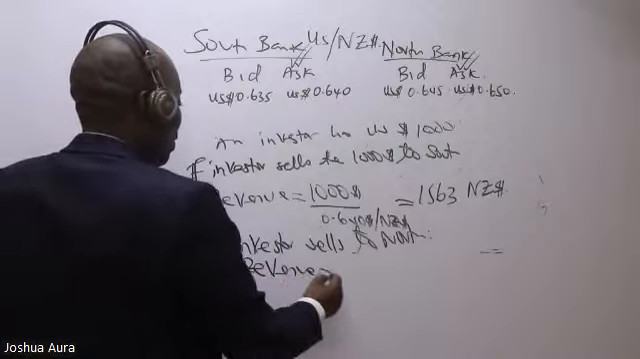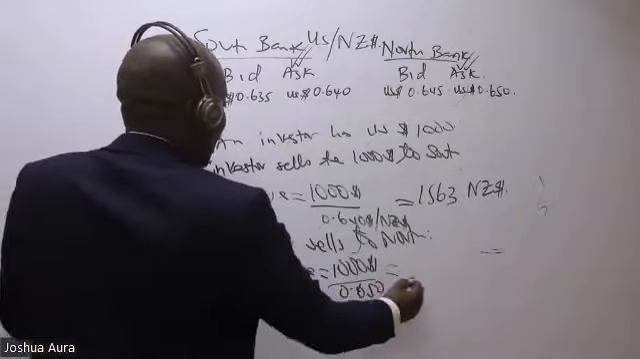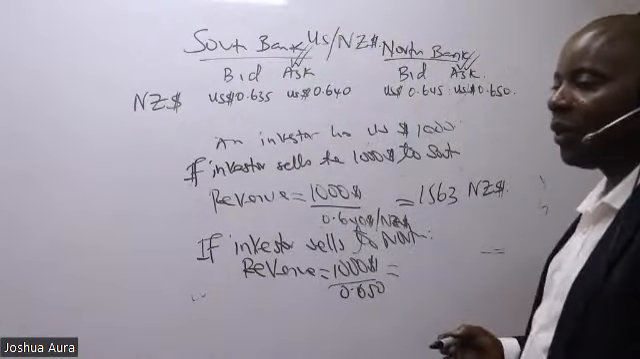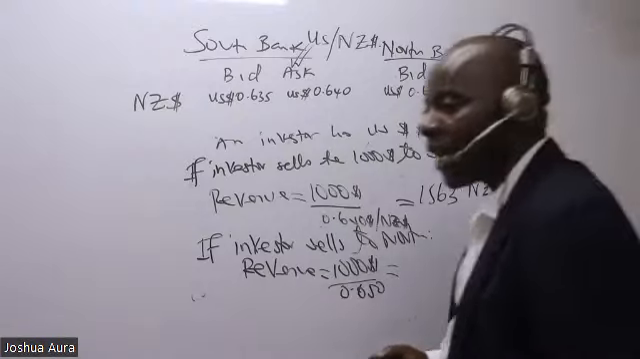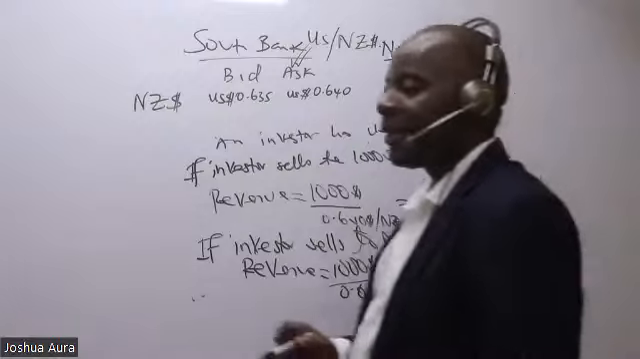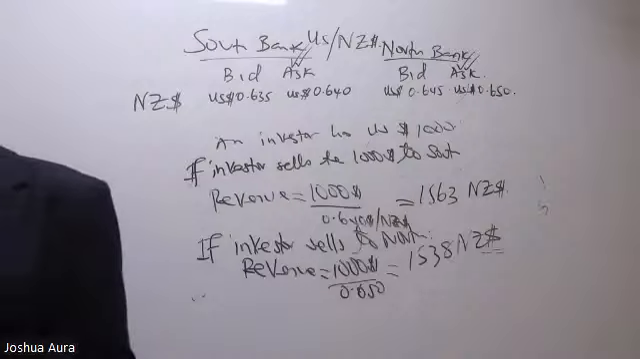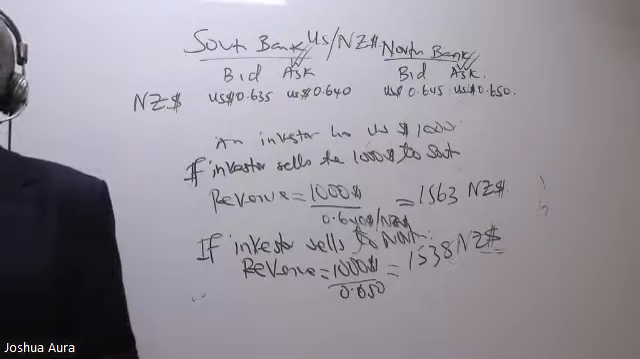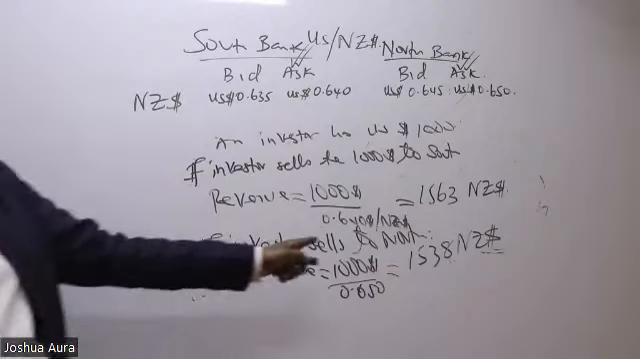The revenue will be $1,000 divided by 0.65. How much are we getting here, somebody? If we sell to North, how much shall we receive? 1538. Where are you better off? You as an investor, where are you better off between the two? We are better off in South, because we fetch a higher amount.